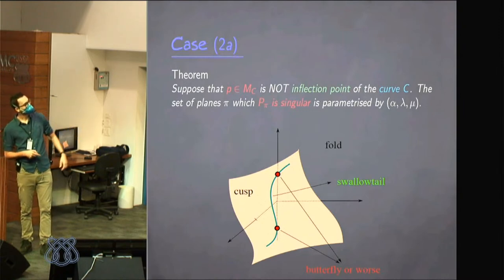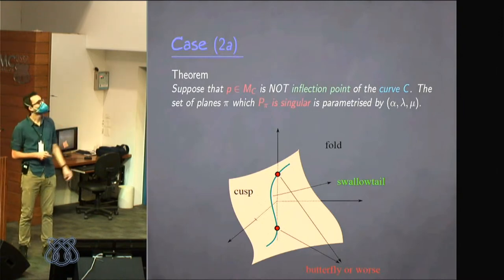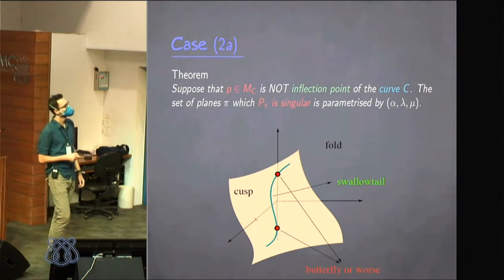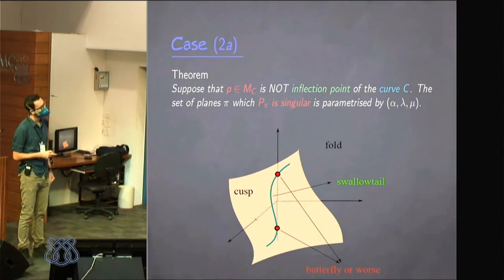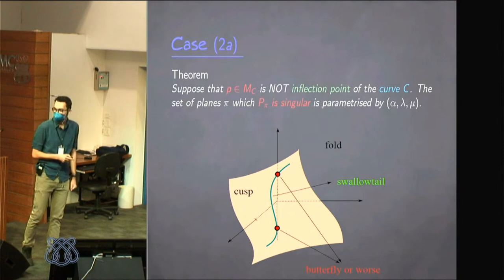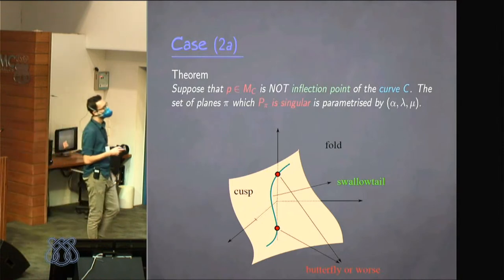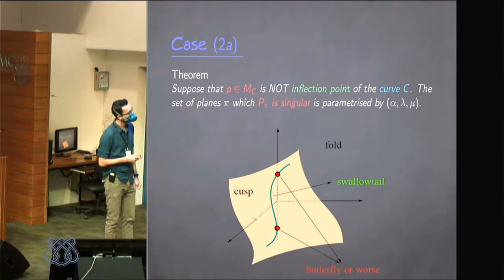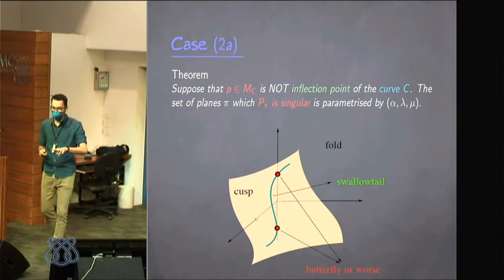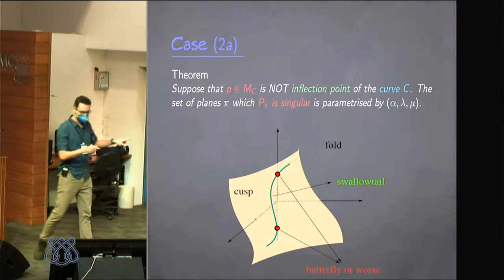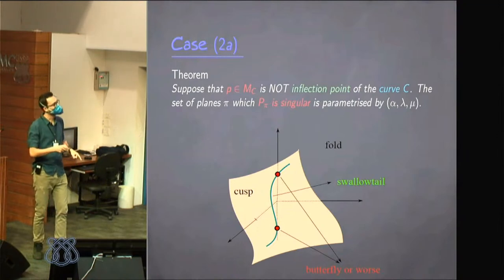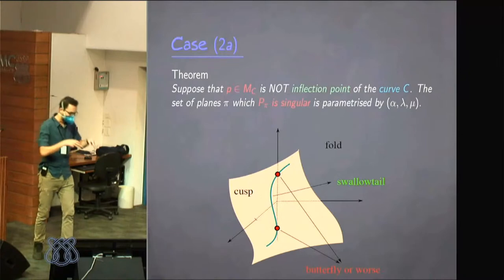Yes, butterfly or worse. But what does this mean? It means that there are 2 points determining 2 planes such that our projection is butterfly or worse. But more interesting things happen here. For we determined these planes, for example, here, this plane is determined by 2 directions in the tangent space. So look, we have 2 directions in tangent space determining 2 planes such that our projection is what it is.